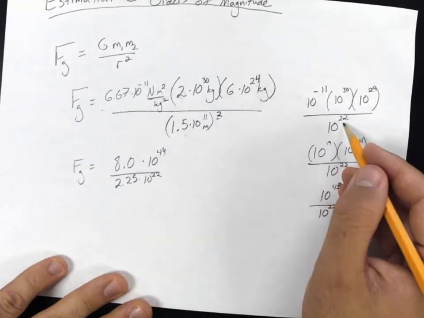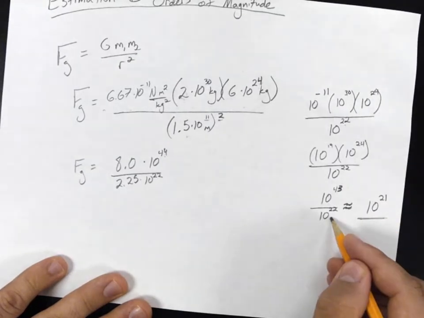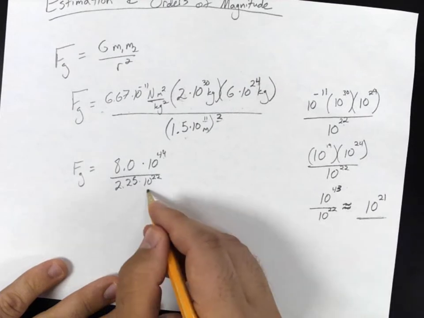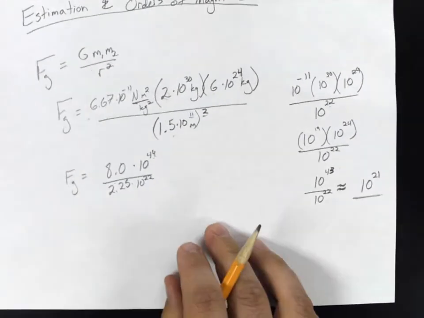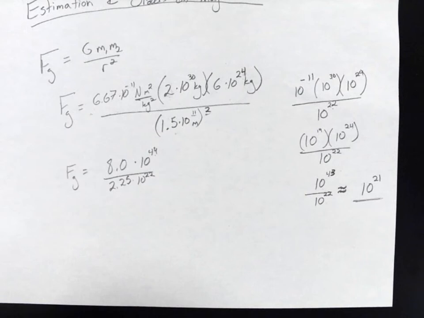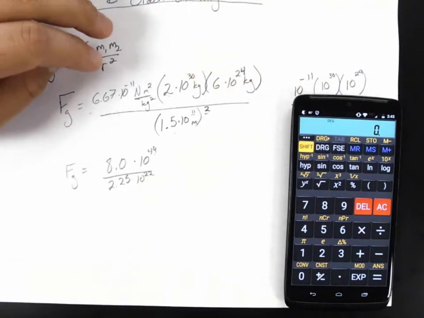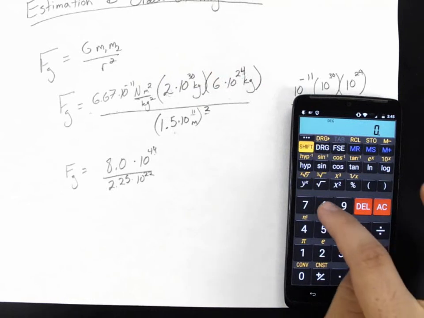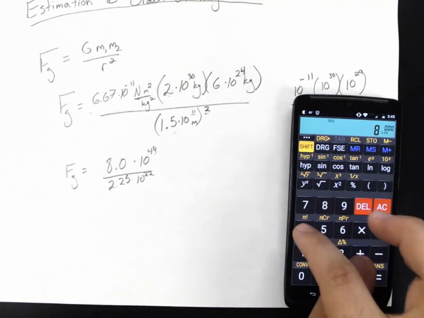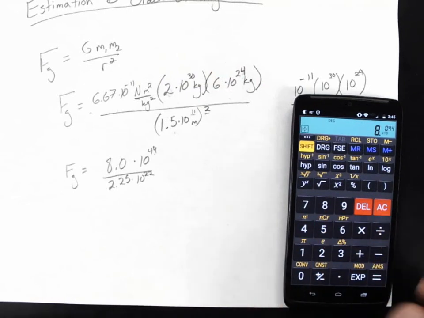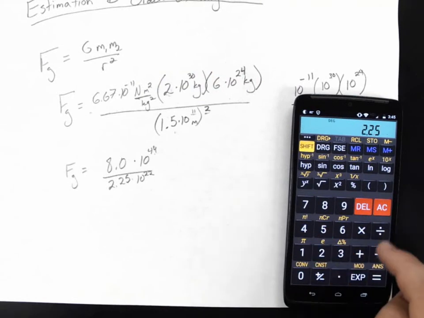Now, the bottom, we estimated it to be 10 to the 22. Was it 10 to the 22? Heck yes, it was. Very good. Now, to finish off the problem, all we got to do is take those two numbers and divide them by one another. So we got 8 times 10 to the 44 divided by 2.25 times 10 to the 22.